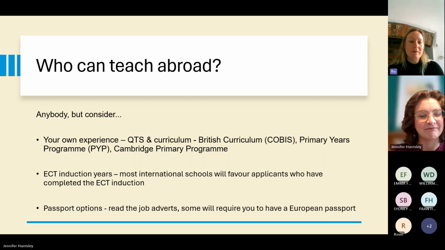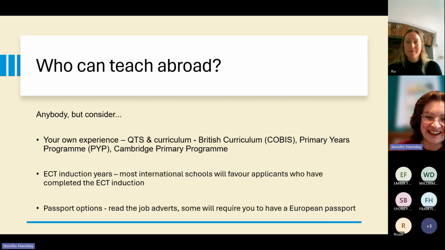Yeah, just thinking about some of the schools in Europe, especially schools in Italy and Spain at the moment, are actually requiring you to have a European rather than a British passport. So post-Brexit, a lot of schools are choosing not to go down the route of paying for visas, so they're looking for teachers that already have a European passport. So it's thinking about which passport you have, and checking the job advert to make sure that they accept applicants who have a British passport rather than a European one.